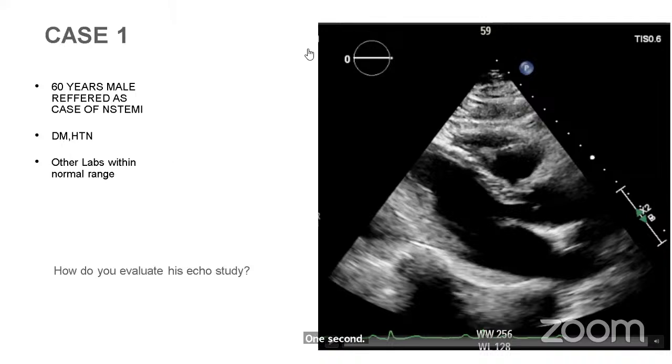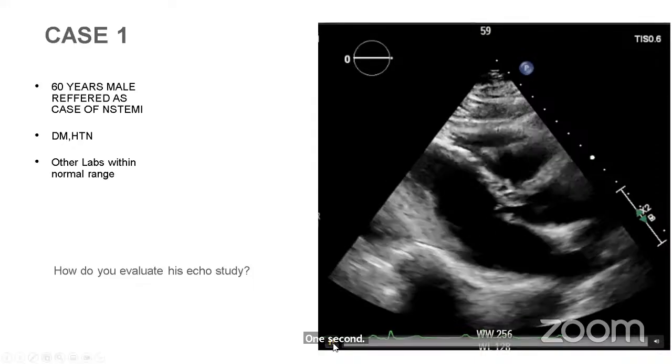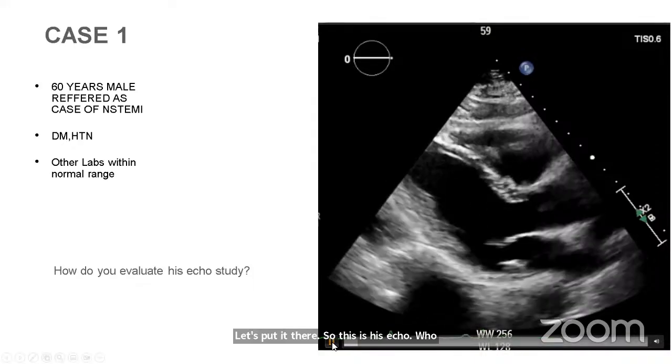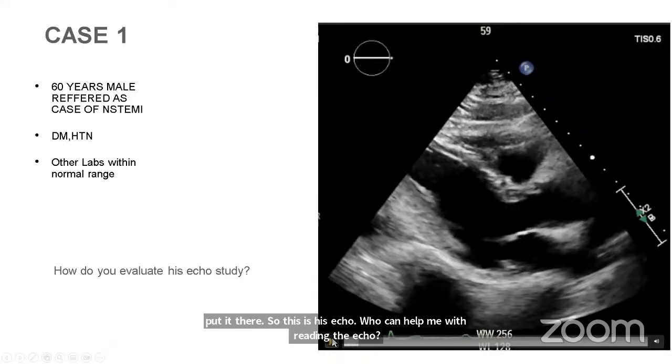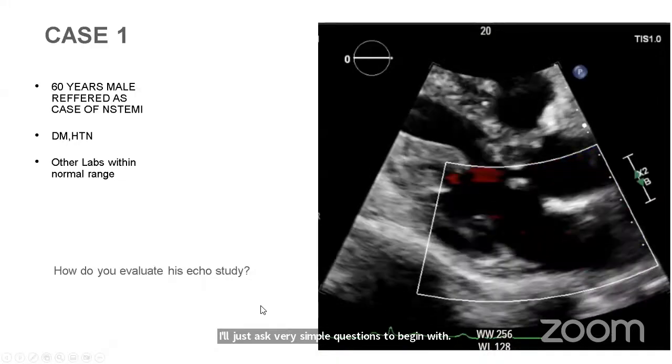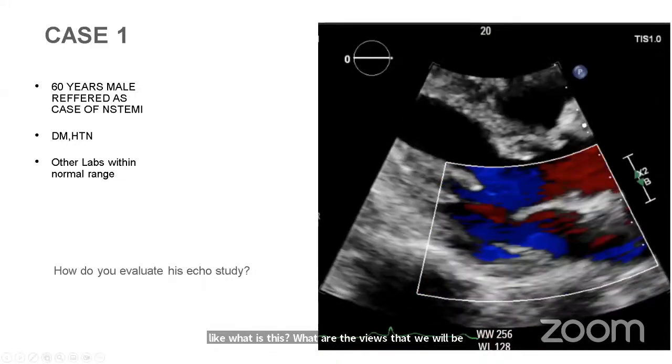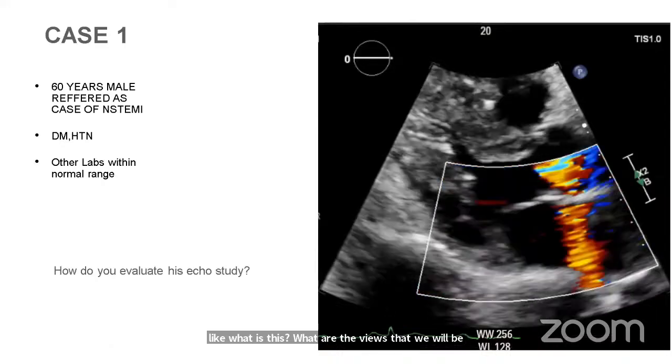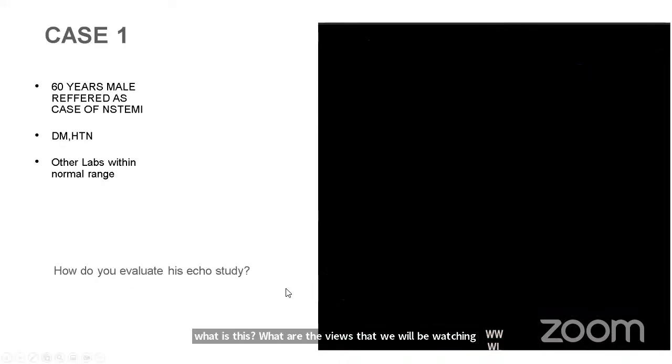Let's put it here. So this is his echo. Who can help me with reading the echo? I'll just ask very simple questions to begin with. What is this? What are the views that we will be watching or seeing? Anyone?